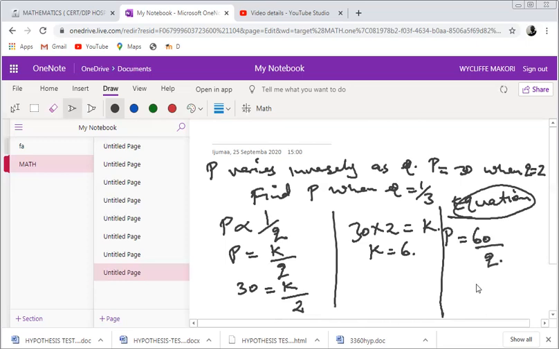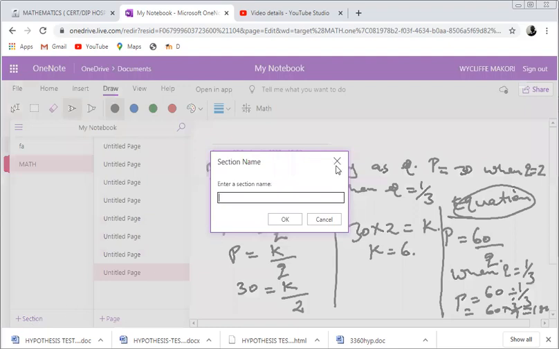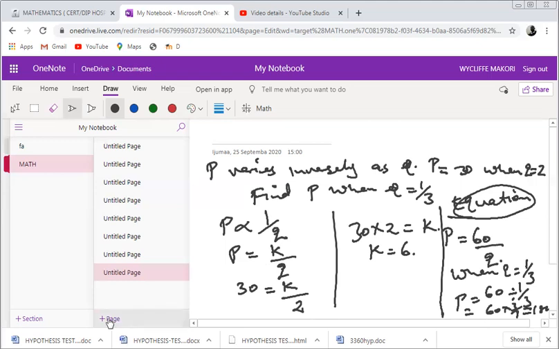Now we are told that when Q is equal to a third, what will be P? So P will be 60 divided by, remember here it is divided by a third. So it's going to be 60 times 3 over 1, which is actually 180. So basically that is how you work it out when it comes to inverse variation. Maybe we can do one last and then you can go to the notes or material that I've shared on the platform, on the dashboard, and you try the remaining questions.